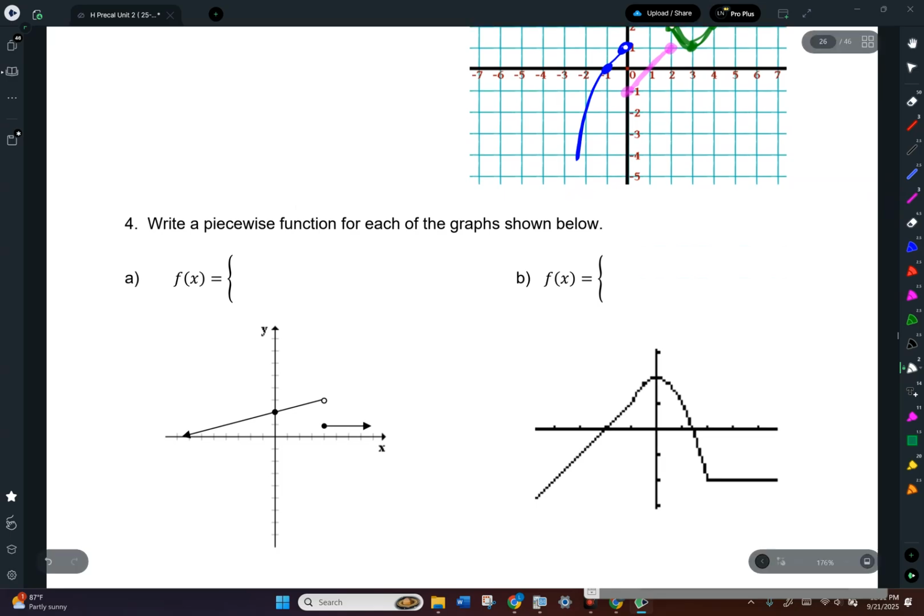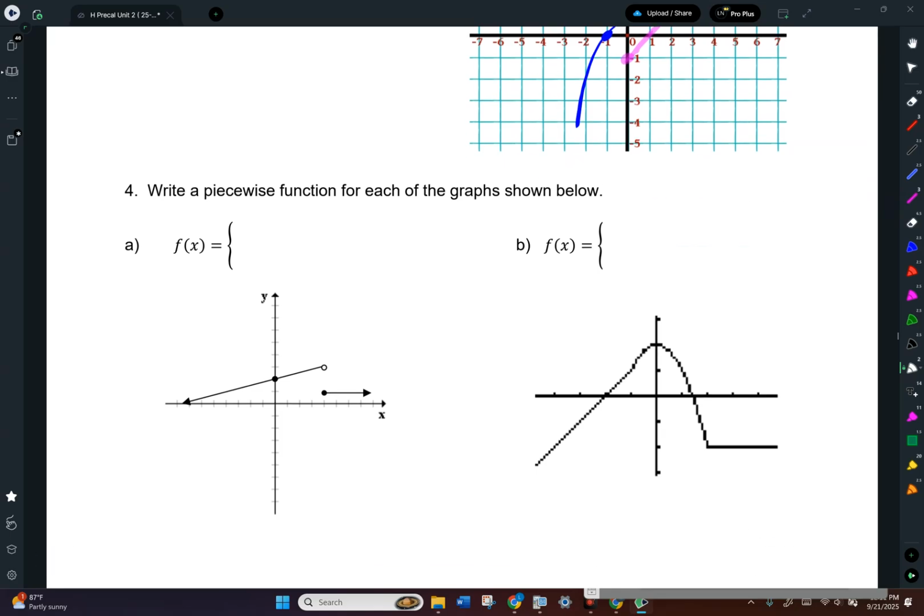Okay, number 4, what if we go backwards? What if I give you the piecewise graph and you write the equation? Well, I think the first thing to do is decide how many pieces you see. On letter A, I see 2 pieces. I see this side, when x is less than 4.